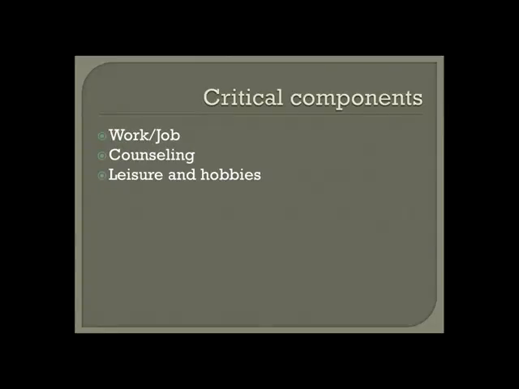Critical components. When we look at moving from young adulthood into transitioning out of school, these are the biggest issues. Now, I know that living arrangements and finances are big things, but when we're talking about behavior, work, job, making sure that there is some kind of counseling, be that social skills groups, one-on-one counseling, group counseling, whatever. These seem to be the things that make the biggest difference if you've got somebody who's dealing with a behavioral issue. The other thing is making sure that there is an outlet for leisure and hobby activities.